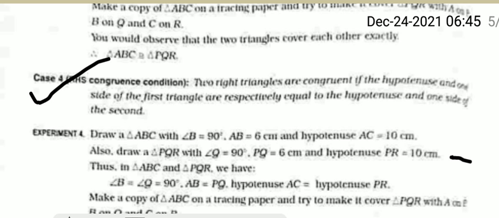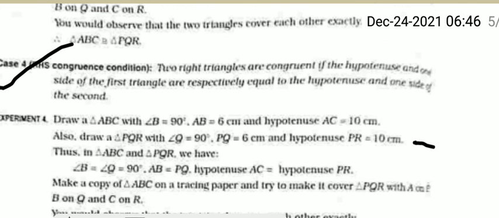Now make a copy of triangle ABC on a tracing paper and try to make it cover triangle PQR with A on P, B on Q and C on R. So you would observe that the two triangles cover each other exactly. Therefore, triangle ABC is congruent to triangle PQR. So students, these are the four congruence properties that you have to remember at all times for application in the exercise.